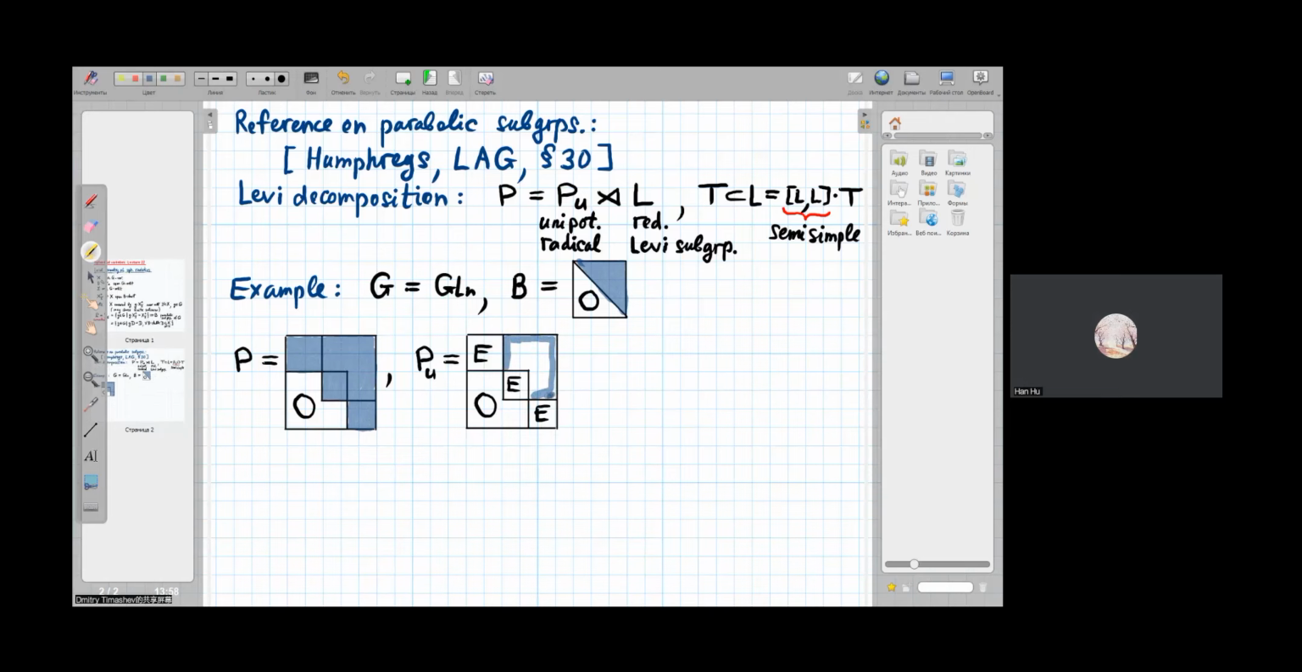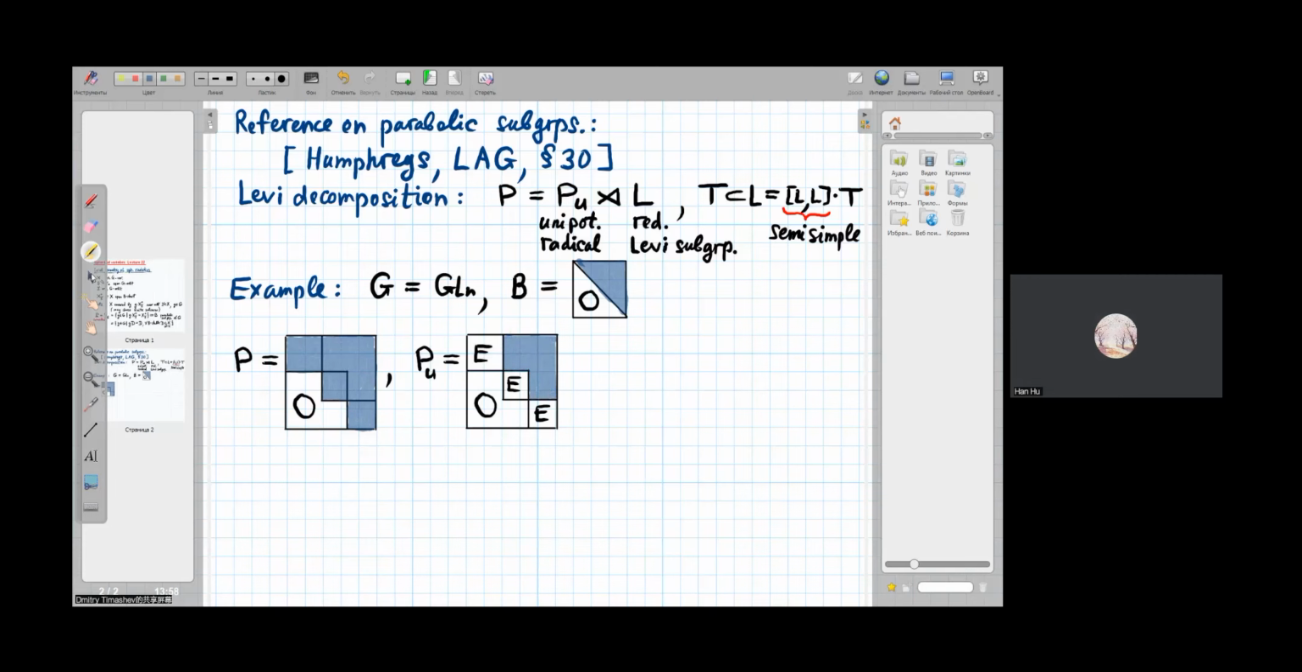So P_U is even smaller than the maximal unipotent subgroup, right? P_U is smaller than the maximal unipotent subgroup in B. Yes, because the maximal unipotent subgroup is normal in B, but it is non-normal in P. And P_U is the maximal normal unipotent subgroup. So this is the shape of the unipotent radical.